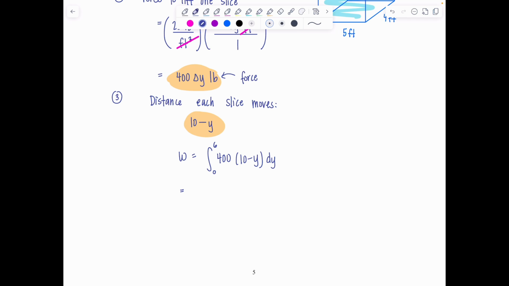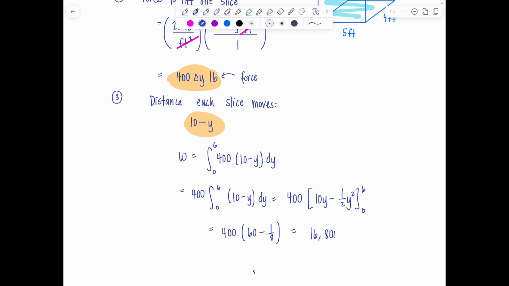Take that 400 out. Integral 0 to 6, 10 minus y dy. So that's 400 times 10y minus 1/2 y squared, evaluated from 0 to 6. So this is going to be 400 times 60 minus 18, 400 times 42, which is 16,800, and the units on this are foot-pounds, not joules. We were in the imperial system.